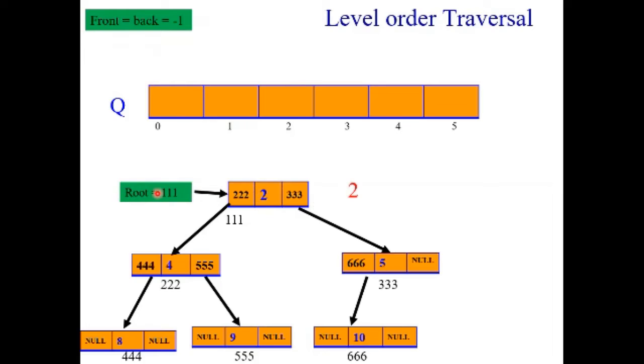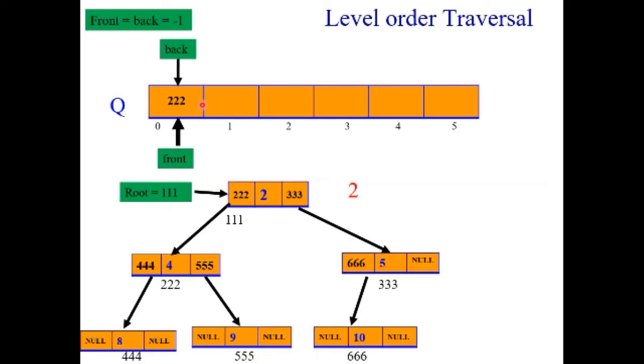Next we check the root's left child. What is the root's left child? That is 222, which is not equal to null. Yes, if so, what do we do? We have to push this address into the queue. Look at this. We have pushed the address of the left child of this node 2 into the queue by incrementing both front and back.